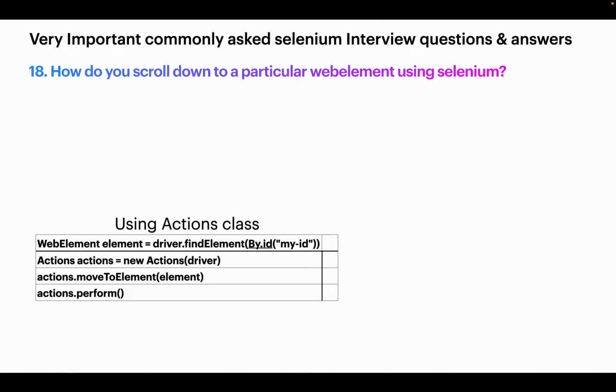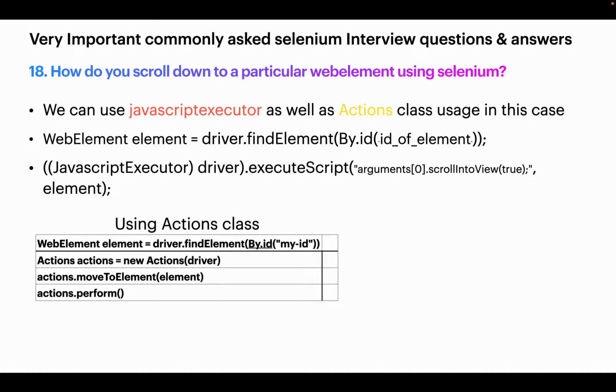So how do you scroll down to a particular web element using Selenium? In a bigger web page, we have to scroll down to the middle of the page and click on any buttons or validate any text in the middle of the page. At that time, we can use JavaScript executor to scroll into the particular web element. That is one way. Also we can use the actions class and move to that particular element using actions.moveToElement. So there are two approaches here. One is using JavaScript executor and the other is using the actions class. We can scroll down to a particular web element.